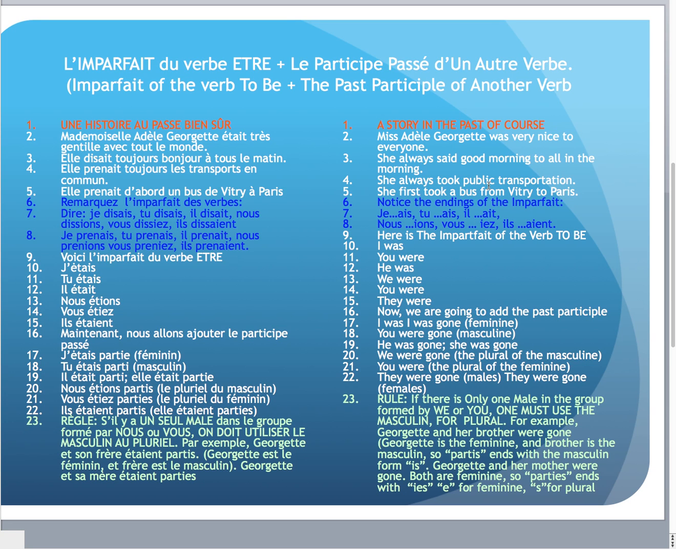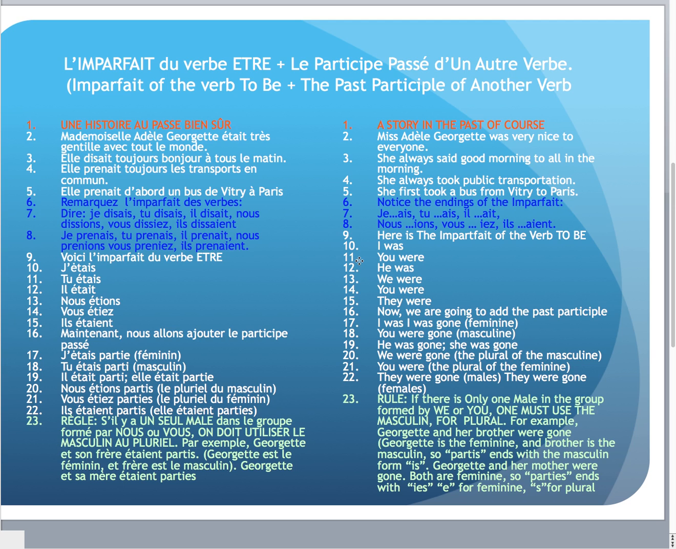Elle prenait d'abord un bus à Vitry, de Vitry à Paris. She first took a bus from Vitry to Paris. Elle prenait d'abord, first, d'abord, un bus de Vitry à Paris. She first took a bus from Vitry to Paris. Remarquez l'imparfait des verbes. Dire. Je disais, tu disais, il disait, nous disions, vous disiez, ils disaient. Tu prenais, il prenait, nous prenions, vous preniez, ils prenaient. Notice the ending of the imperfect of two verbs here. Dire, which is one verb, and prendre, which is another.